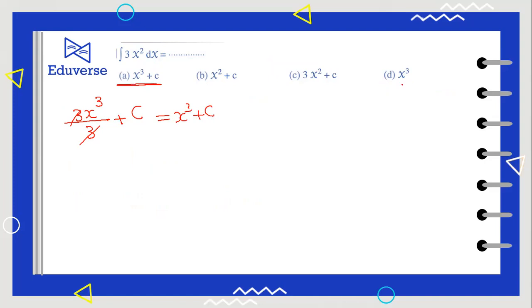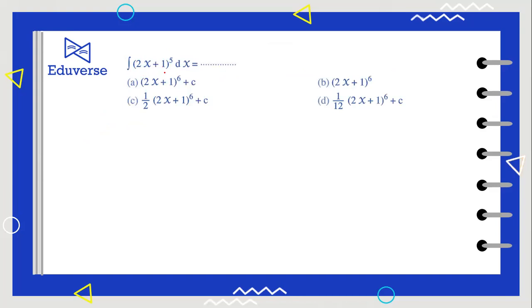Number D is a trick. X power 3, if you forget the constant, you will choose number D, and that's wrong. Don't forget the constant. In integration, it is a very important part in the example. Okay.